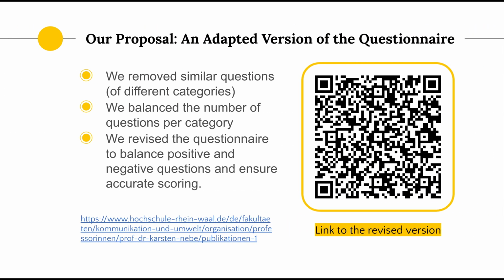Based on the learnings, we created an adapted version of the questionnaire that eliminates the aforementioned issues. We removed similar questions of different categories. We balanced the number of questions per category. We revised the questionnaire to balance positive and negative questions and ensure accurate scoring. By doing that, we reduced the overall amount of questions to 80. You can have access to this metric through this QR code.